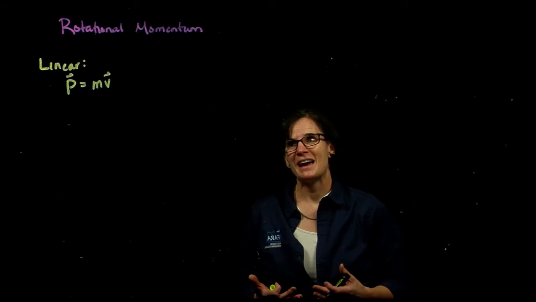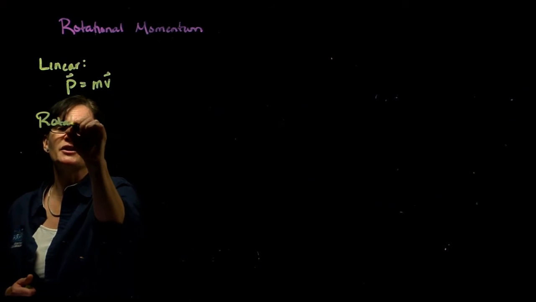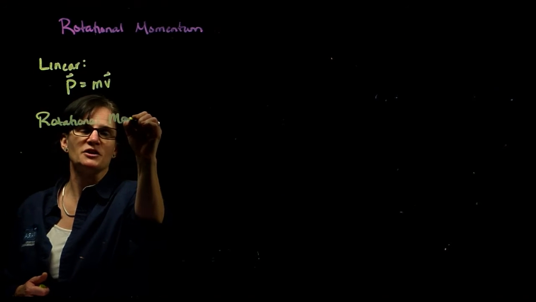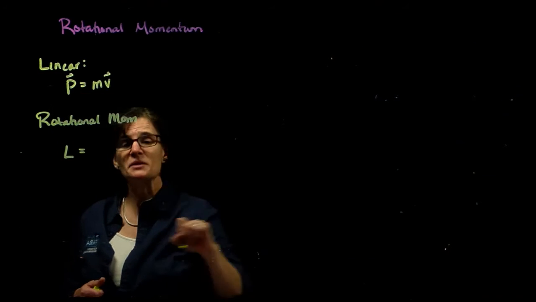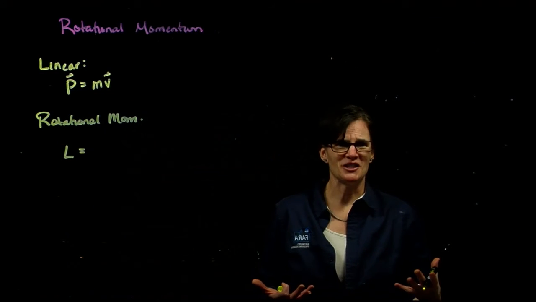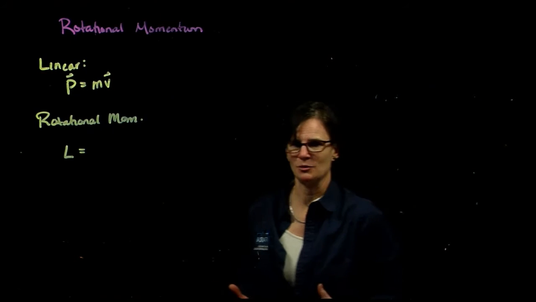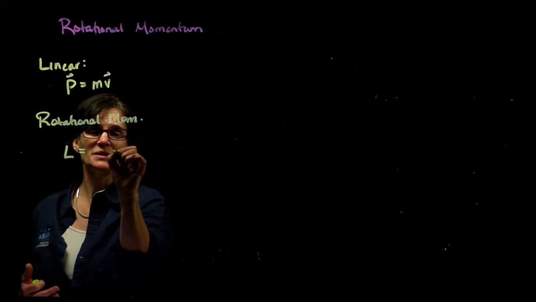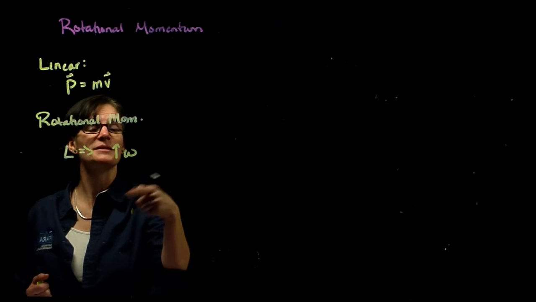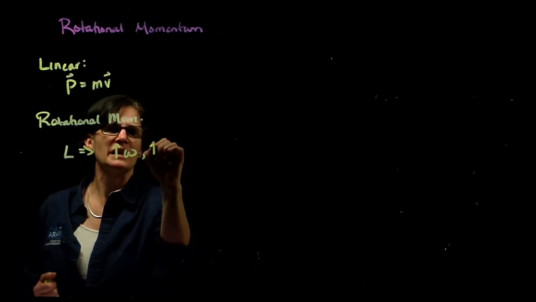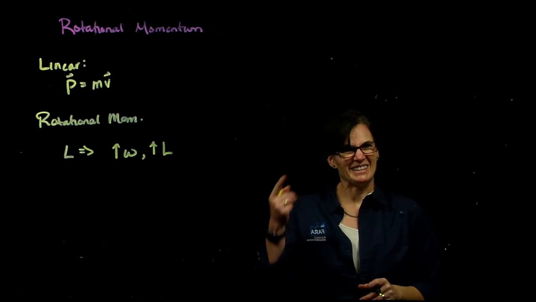Well, similarly, we have the same type of relationship for rotational momentum. We use the letter L to define rotational momentum. Okay? And we know that if something is rotating really fast, it's going to be hard to change its motion. Imagine a wheel that's spinning really, really fast. It's hard to change its rotation. And so we know if we increase omega, rotational speed, rotational velocity, we're going to increase the resistance to change that motion. Well, that's similar to the linear momentum.